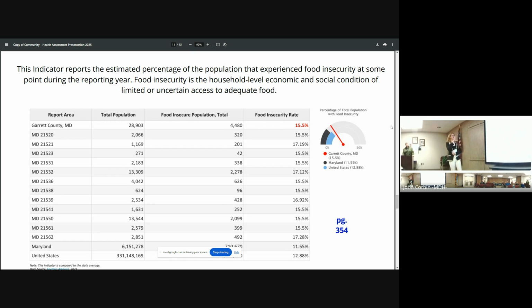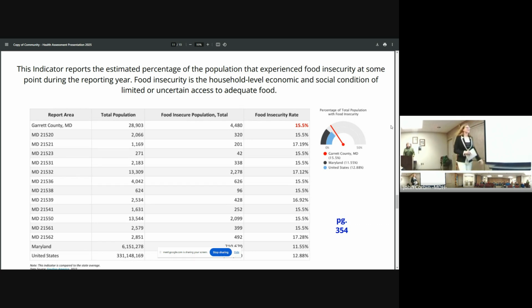This particular screen is a screenshot of one of the data points in there. So it's the indicator reports. This is the estimated percentage of the population that experienced food insecurity at some point during the reporting year. Food insecurity is the household level economic and social condition of limited or uncertain access to adequate food. So that's what this chart is measuring. It's from 2022, and it's kind of cut off at the bottom, but it's at the very bottom. And then I have a note over there. This particular thing is on page 354 of that secondary data analysis.